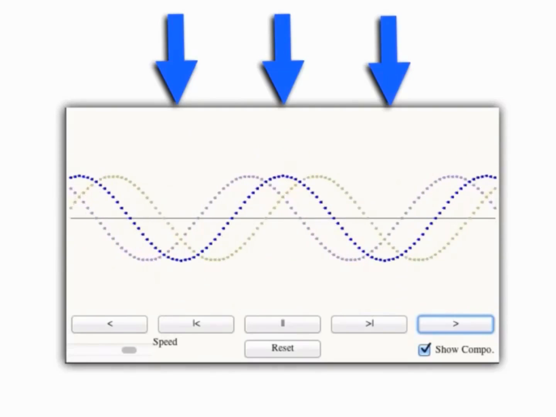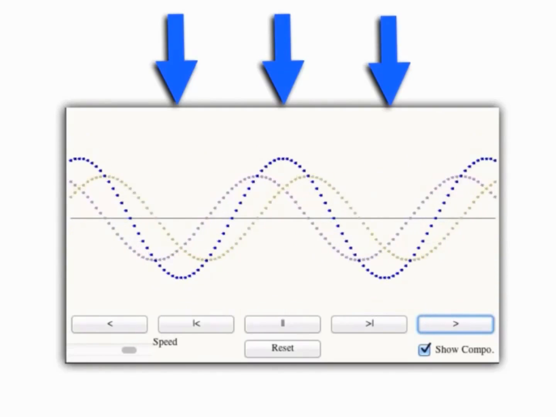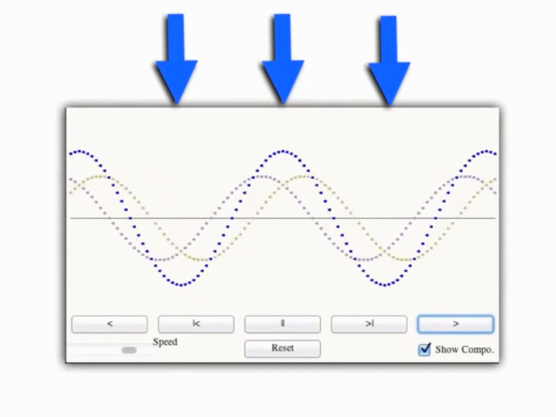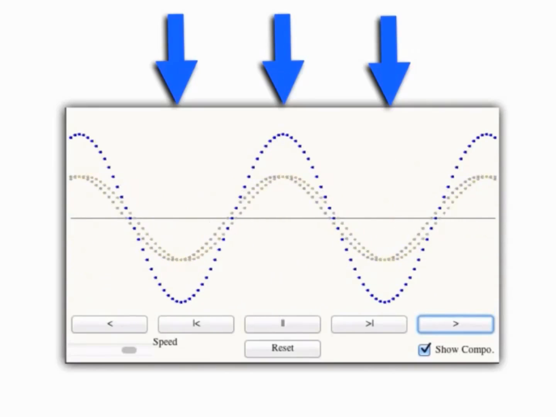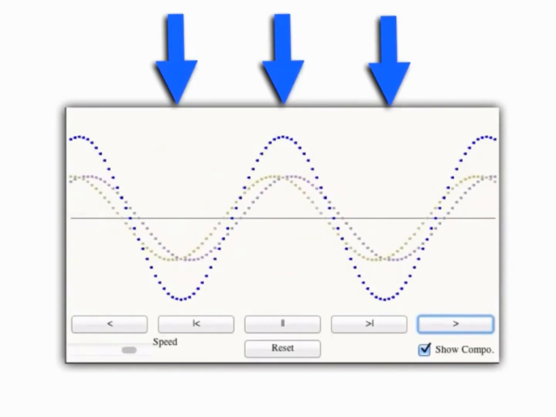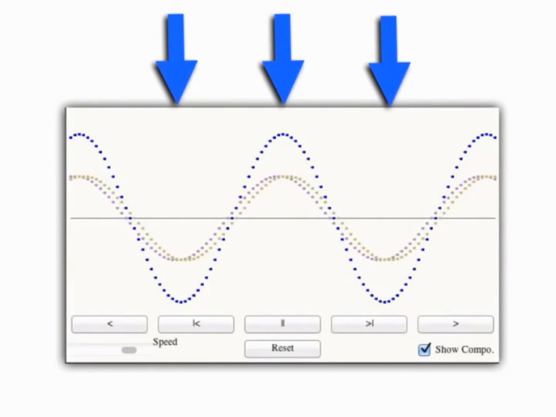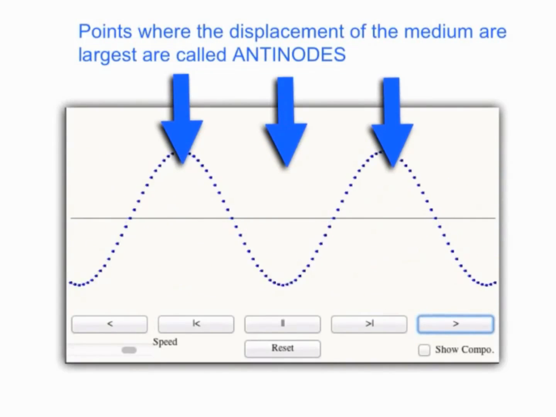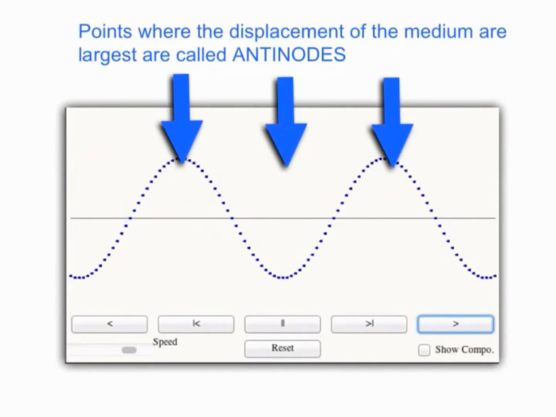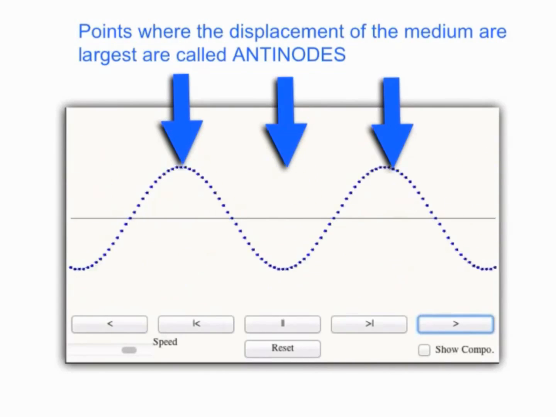Now let's look at the waves coming together again, the standing wave. And let's look at these blue arrows. Notice these blue arrows are pointing at the points of maximum oscillation, where the standing wave seems to be moving the most. Those also have a particular name, the points of maximum motion. They're called antinodes. Points where the displacement of the medium is largest are called antinodes.